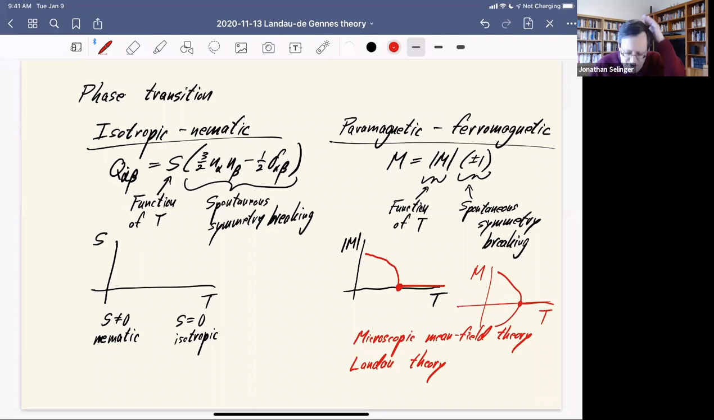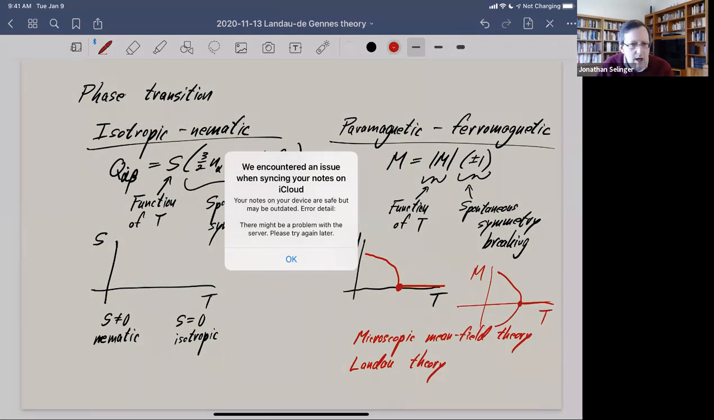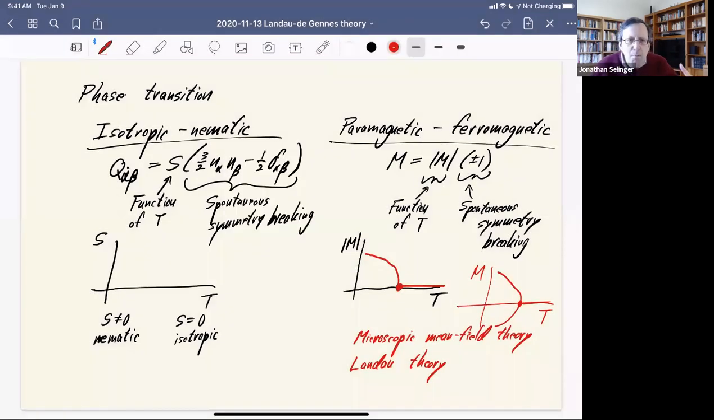Now, the same types of theories apply for the isotropic nematic transition also. Again, we have a choice between doing a microscopic theory or a macroscopic symmetry-based theory. Okay? So there are what I'll call microscopic or molecular theories.